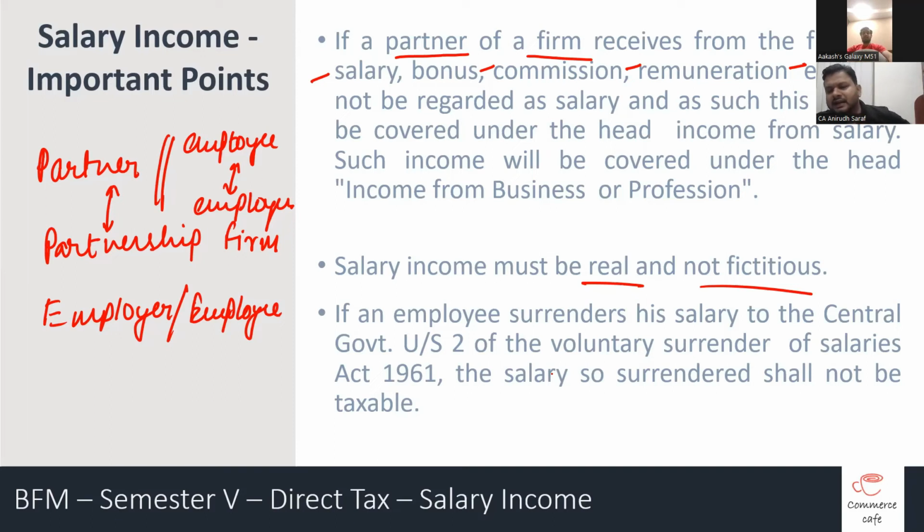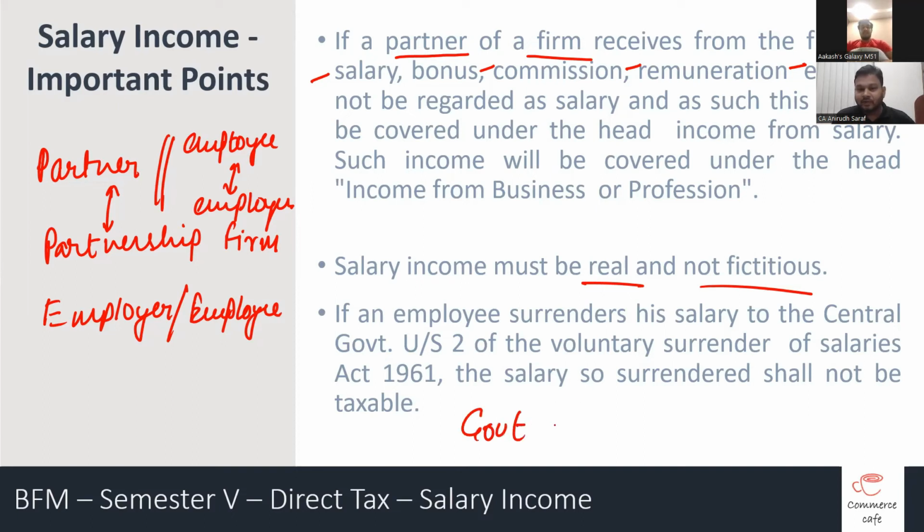I have not studied this act under income tax. If you want, I can find out about it and let you know. But there must be some law for government officials that if they want, they can surrender their salaries to the government. That means they are receiving salary from the government, they'll give it back to the government. It's only applicable for government employees.